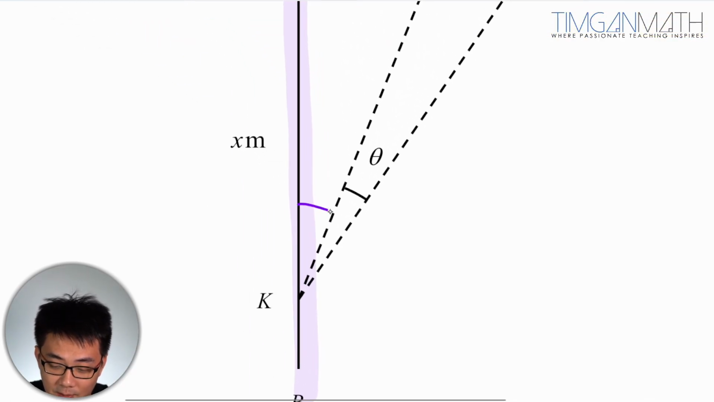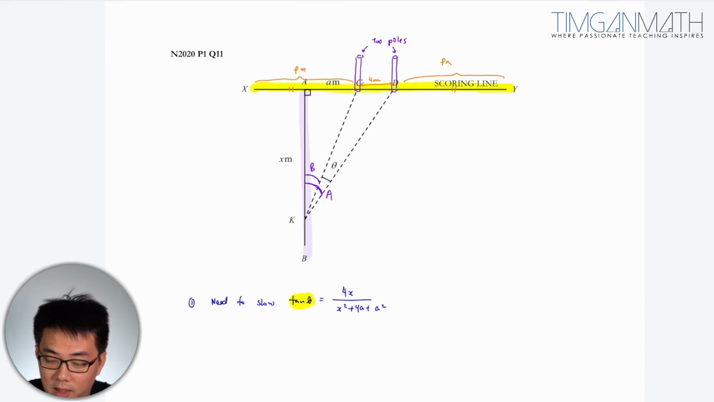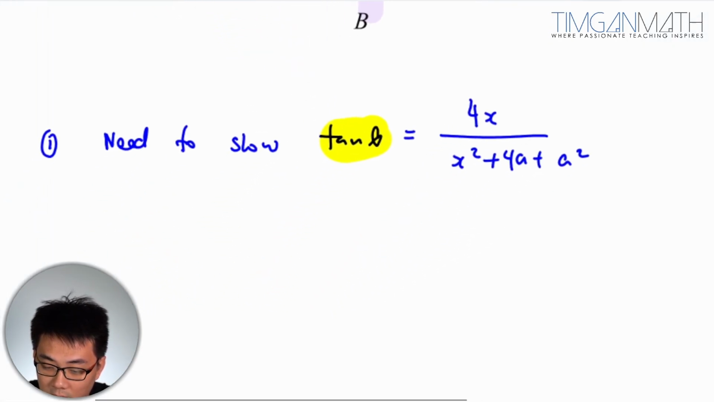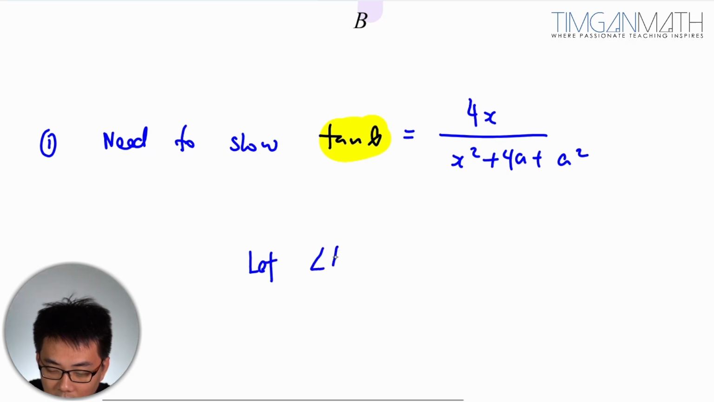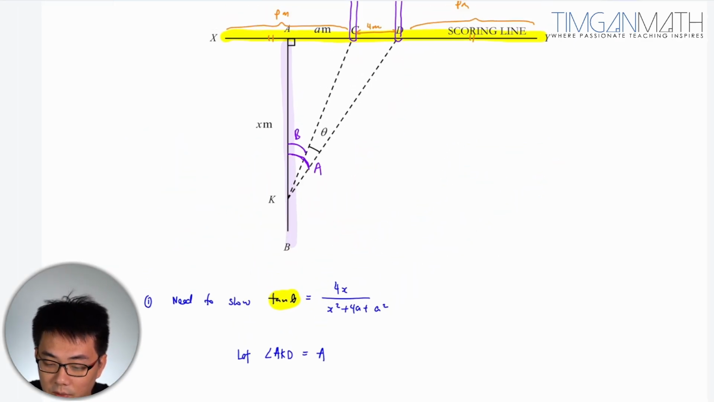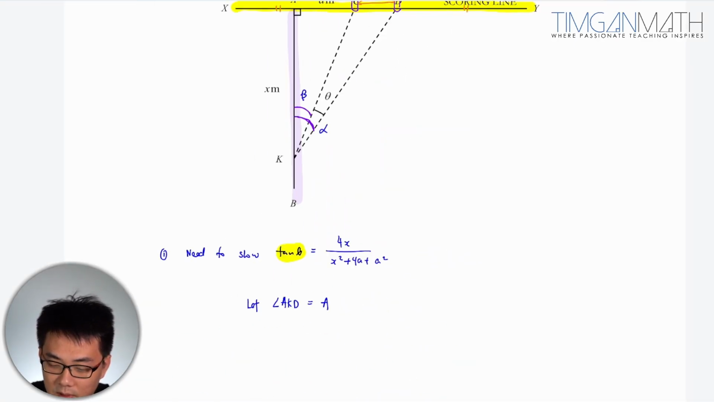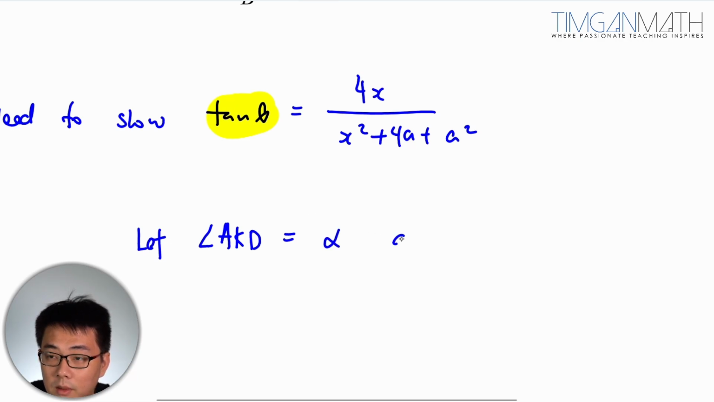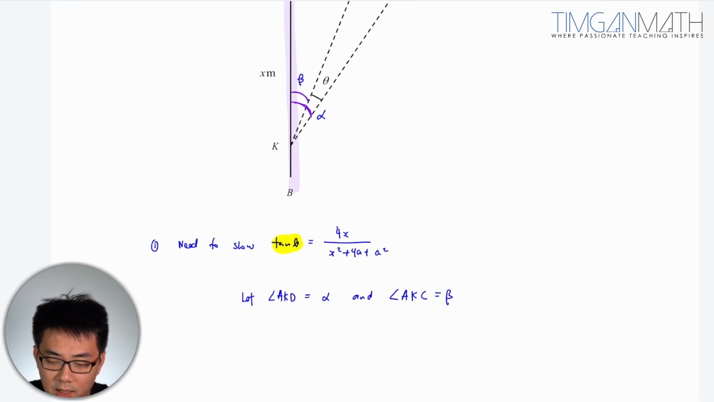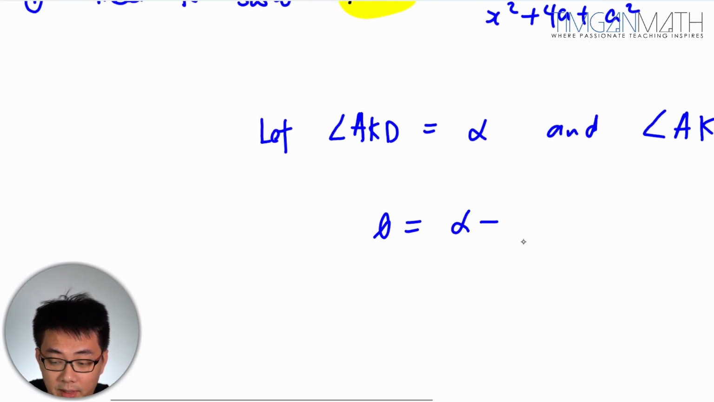So I'm going to let this be my A, and let this be my B. Let it be alpha and beta as well, it doesn't matter. So I'm going to let angle AKD be A. Maybe I don't use A because there's already an A, so I'm going to use alpha then. Alpha, then this is beta. So this is alpha, and angle AKC equals beta. Now from here, I can express theta as a difference of two angles, alpha minus beta.